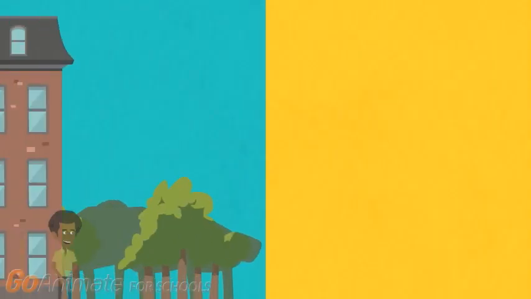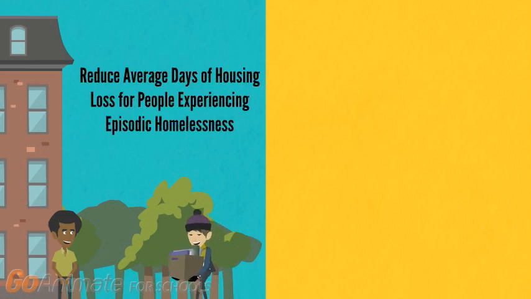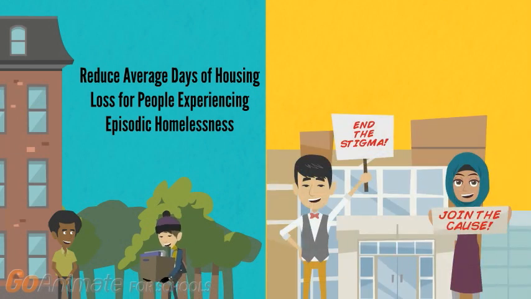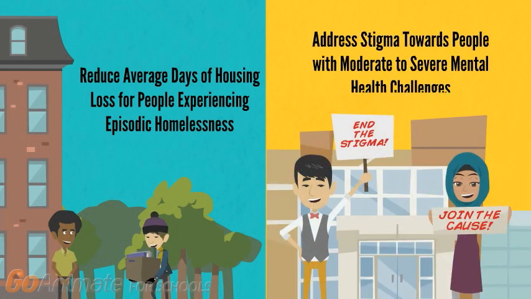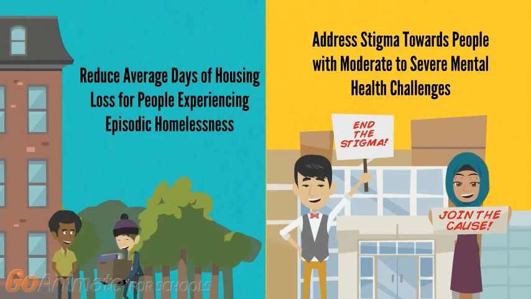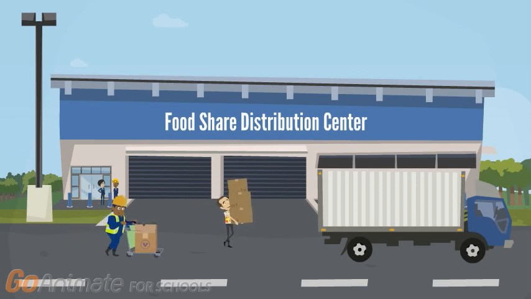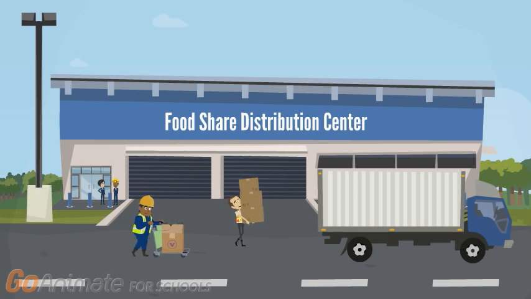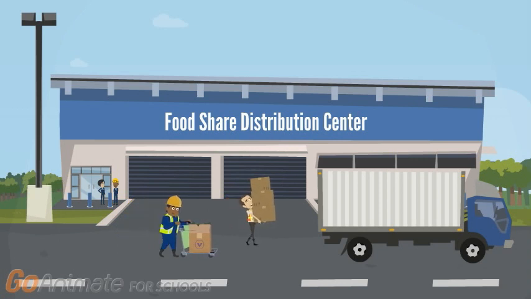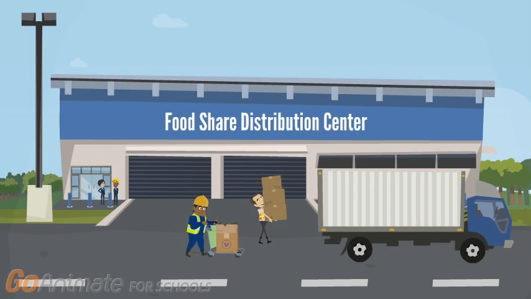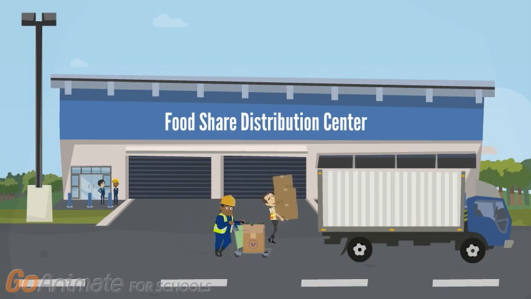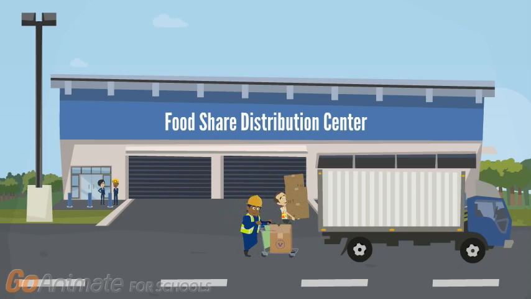For example, you might create a new housing support program that effectively reduces the average days of housing loss for people experiencing episodic homelessness. Or, you might develop a public awareness campaign that aims to address the stigma directed towards individuals with moderate to serious mental illness. Beyond specific service user groups, social innovation might include population-level adaptations. For instance, you could implement a food share program or nonprofit food store to address the persistent issue of food insecurity within the general population.